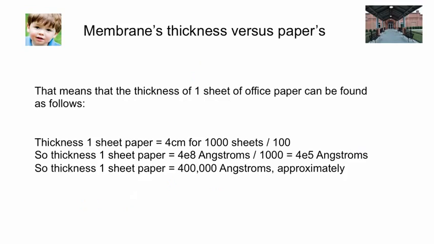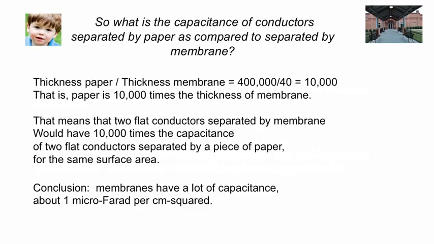That means the thickness of 1 sheet of office paper can be found by this calculation: 4 centimeters for 1,000 sheets. I think that results in about 400,000 angstroms for 1 sheet. So if we compare the thickness of paper to the thickness of membrane, these are quite different, because with paper it is 400,000 angstroms. That's just a numeric conversion from 4 centimeters into angstroms. 1 angstrom is 10 to the minus 10th meters.